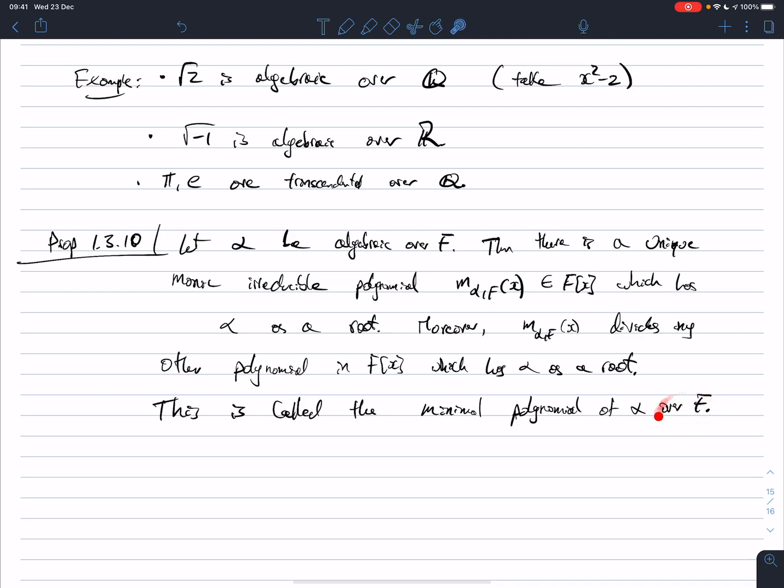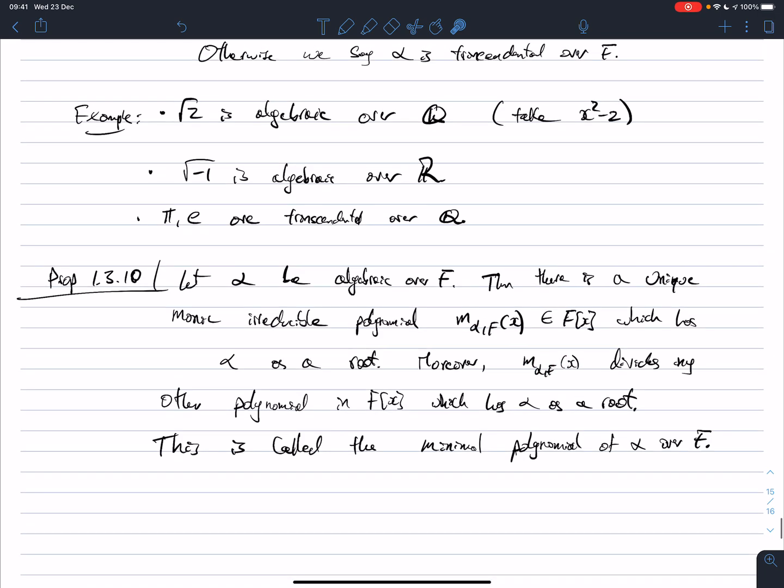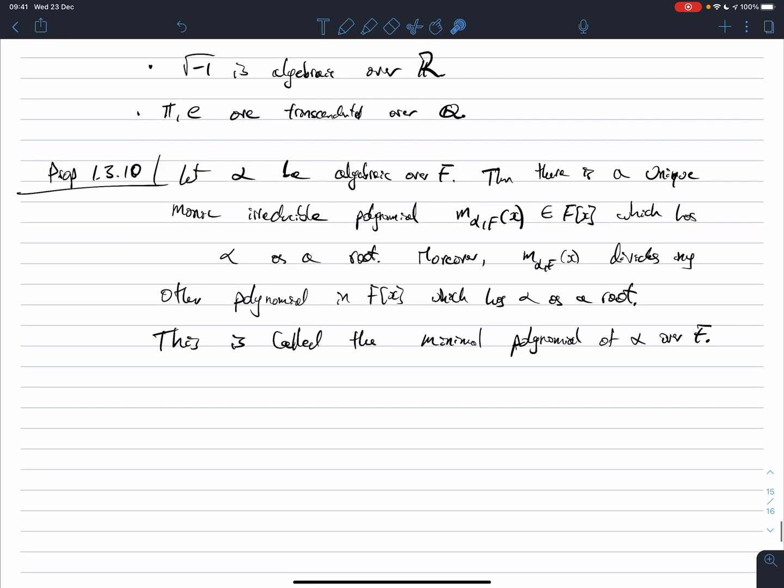The over F is important. The minimal polynomials can change depending on what field you are working over. For example, up here, root 2 has minimal polynomial x squared minus 2 over the rational numbers, but if you were to look over the real numbers, then the minimal polynomial would just be x minus square root 2 because root 2 is an element of R. So the field that you're working over does really matter, so you have to be careful. So let's prove this proposition.